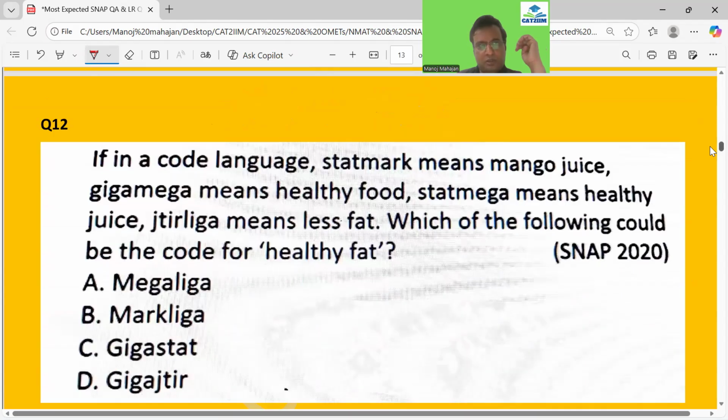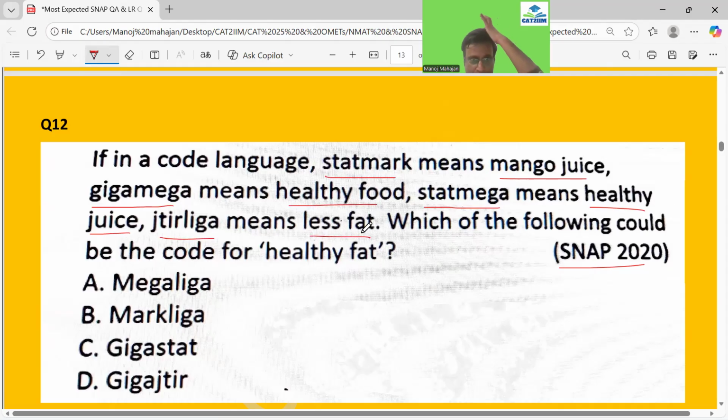Of course, such a problem you do get in the snap, and in test 1 and test 2 also you had. So it's easy to figure out such a question if you know what to be done. This is an actual snap 2020 question also. What you need to look at is the code language. Stat mark means mango juice. Giga mega means healthy food. Stat mega means healthy juice. And this is given as less fat. So which of the following could be, they're asking.